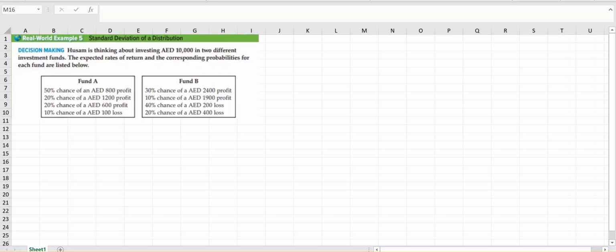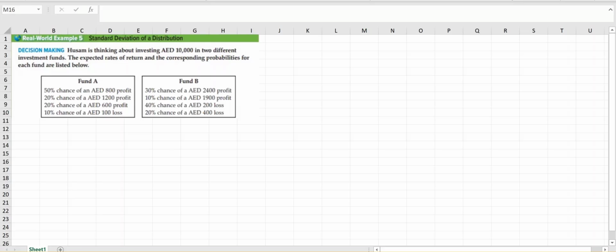So, analysing a probability distribution, we're going to look at the standard deviation. We've got a decision-making question. Hussam is thinking about investing 10,000 dirhams in two different investment funds. The expected rates of return and the corresponding probabilities for each fund are listed below. So we've got Fund A and Fund B.